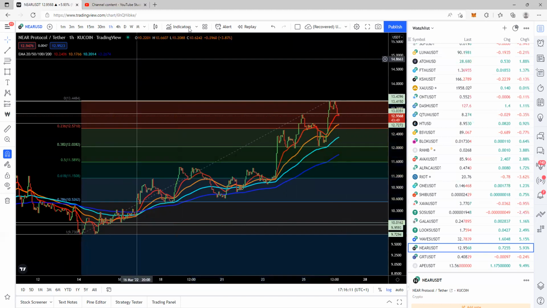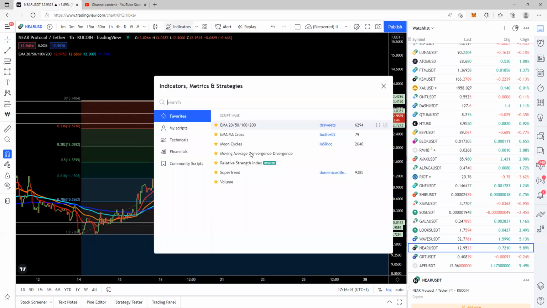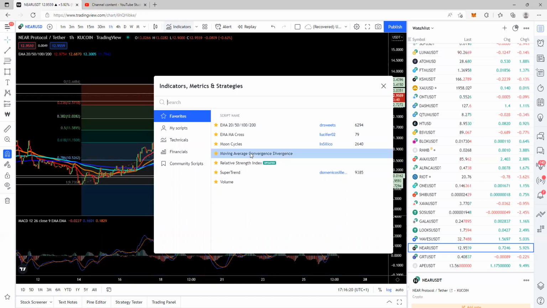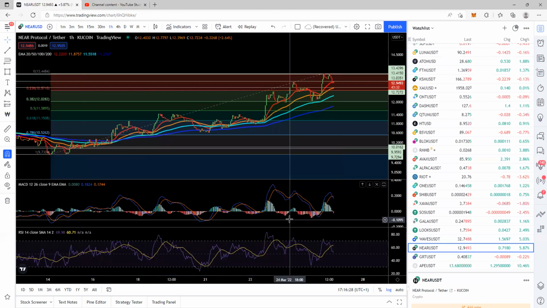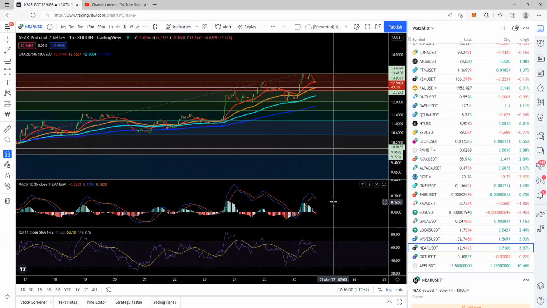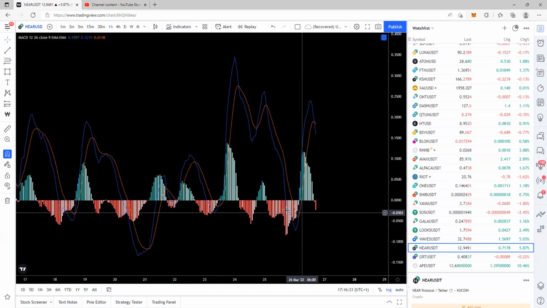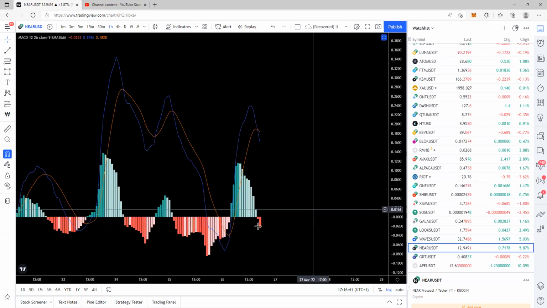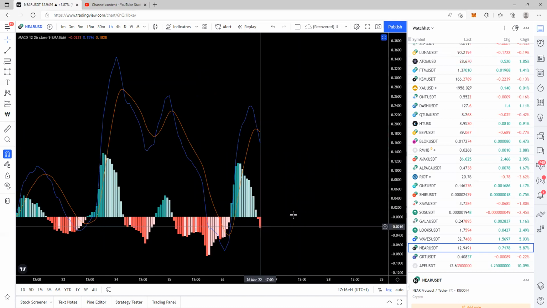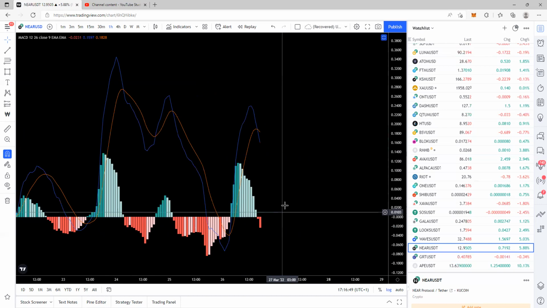So let's get some more confirmations in here. I'm going to do the MACD, which is the moving average convergence divergence, and then the relative strength index. Now, as we can see, we're negative. We do have negative momentum coming in the last 2 hours. Currently, we're on this one. So you will be getting that selling pressure from this negative momentum.